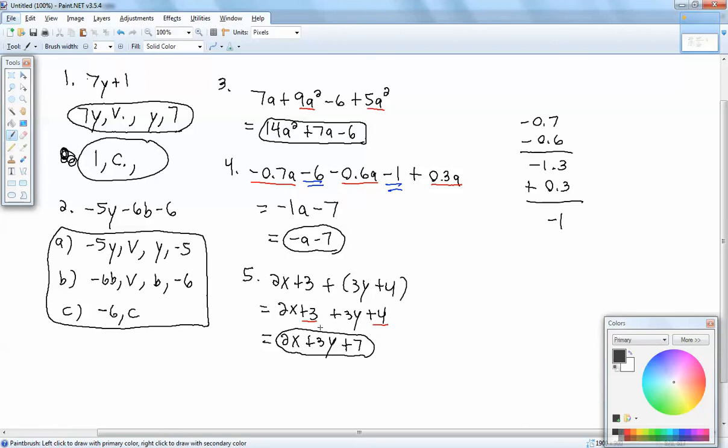Typically, standard form means you pick one variable, and you go from largest power down to smallest. So if I picked x, I'd put the x first, and then these don't have any x, so they come second. And then I put the constant term at the very end. Let me start a new page, and we'll look at number 6.